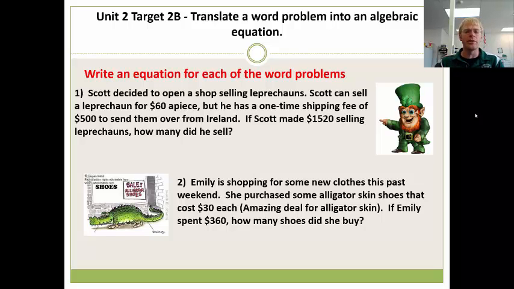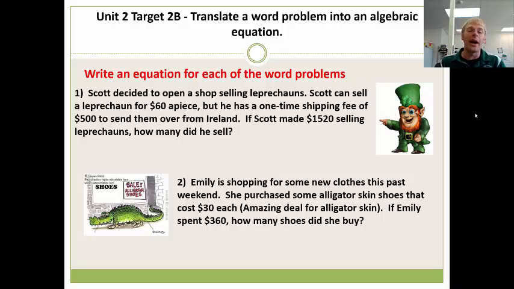This is a little bit more difficult. So let's break these first two down step by step. In our first example here, Scott has decided to start his own business selling leprechauns. I think that's a great idea. Honestly, who wouldn't want a little leprechaun walking around hanging out with them all the time, especially if they have a huge pot of gold somewhere? It can make you rich.